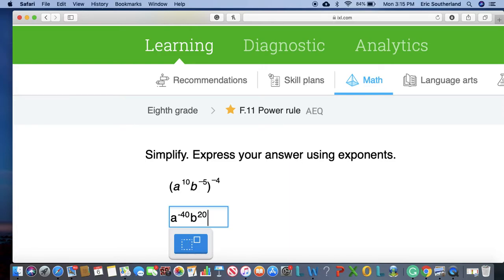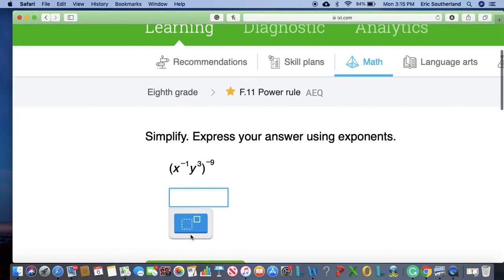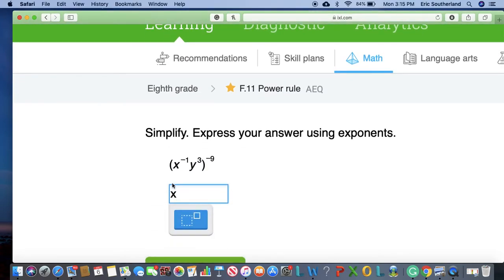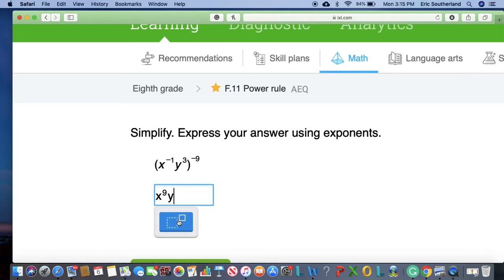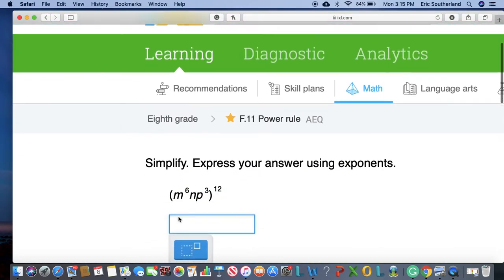Watch your negative signs. We're in the 90s now. X is the base. Negative 1 times 9 is 9. Y is the base. 3 times negative 9 is negative 27. M is the base. 6 times 12 is 72. Again, be careful here. N is the base. There's actually a 1 right there for the exponent. So 1 times 12 is 12.